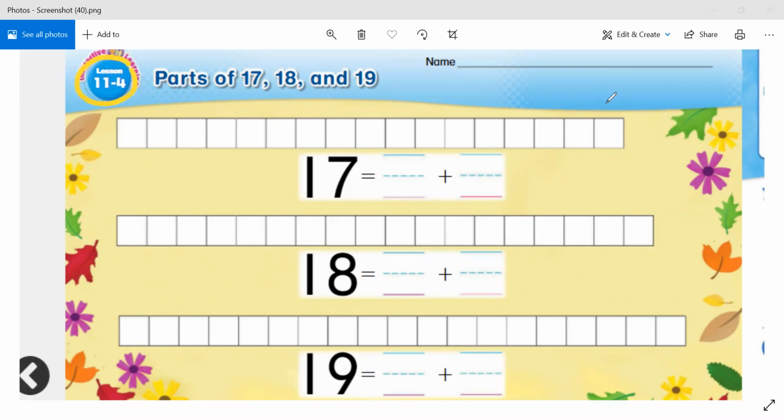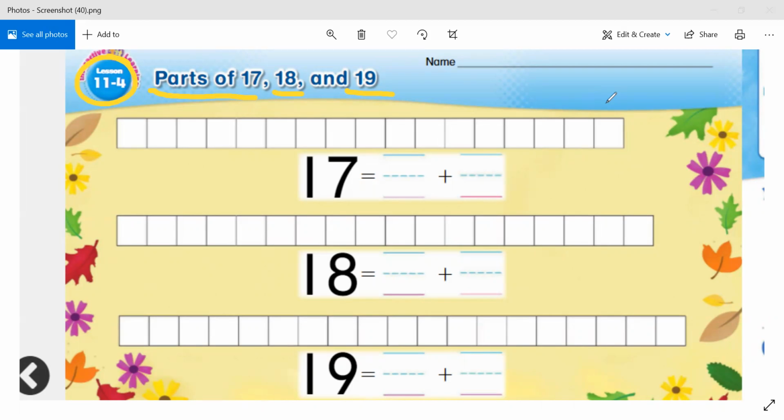We are on lesson 11-4, parts of 17, 18, and 19. You've learned how to break apart the numbers 11 to 16 into two parts, with one part being 10 ones or 1 ten in each case. 10 ones are needed to make 1 ten. Today, you'll be learning how to separate the numbers 17, 18, and 19 into two parts and write number sentences to show what you have done.